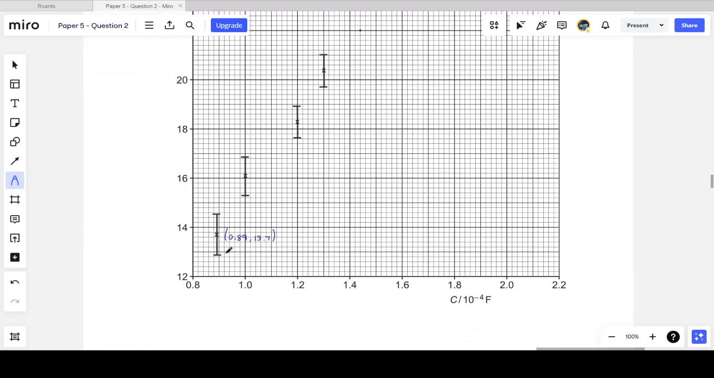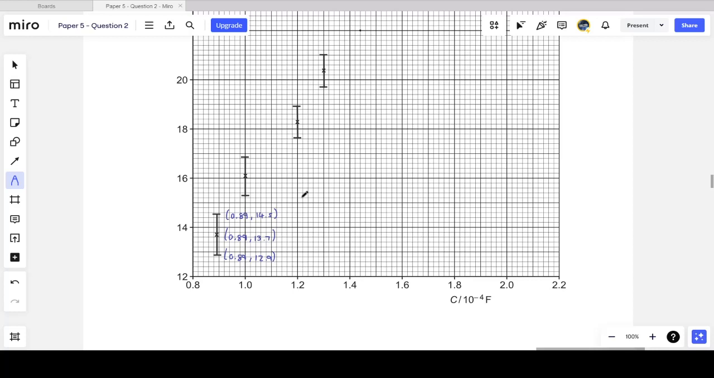So my lower point here is actually 0.89 and 12.9, and my upper point was, they all have the same x coordinate because they all lie on the same vertical line, 0.89 and 14.5. And the uppermost point is equidistant from the central point as the lowest point is. And that's how the error bar should look. It should be symmetrical about the point that you plotted.